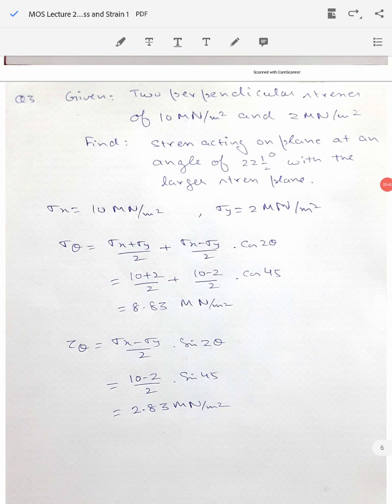There are some other numericals which are given in your book. Please do those numericals and have some practice.